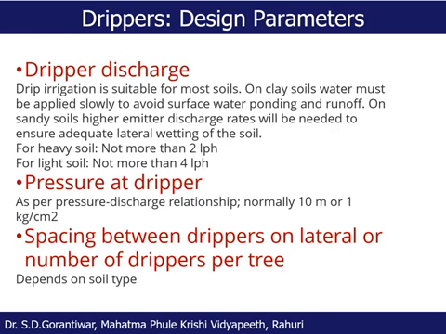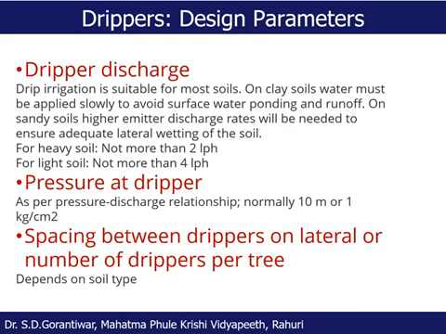Okay, whereas in the case of sandy soil, it should be a little higher, because more discharge is needed to ensure adequate lateral wetting of the soil, since naturally in sandy soil lateral wetting is less, and with less discharge it will be even less. So the thumb rule I have shown: for heavy soil 2 lph, for light soil 4 lph, and medium soil in between, or maybe you can safely follow 2 lph.